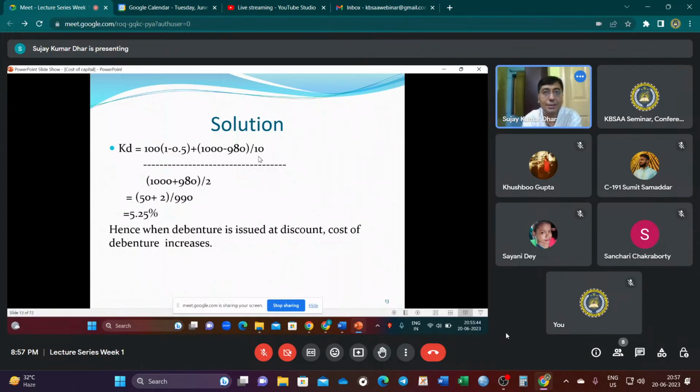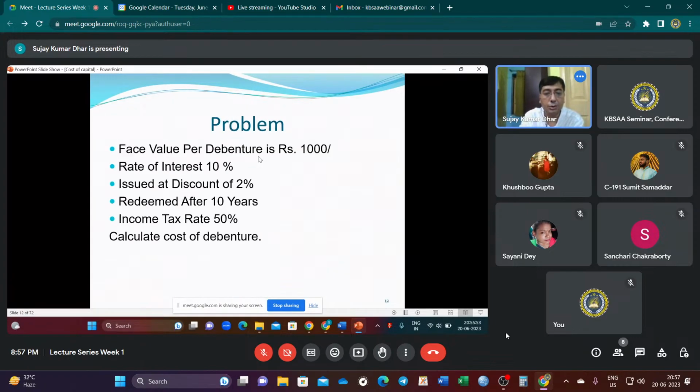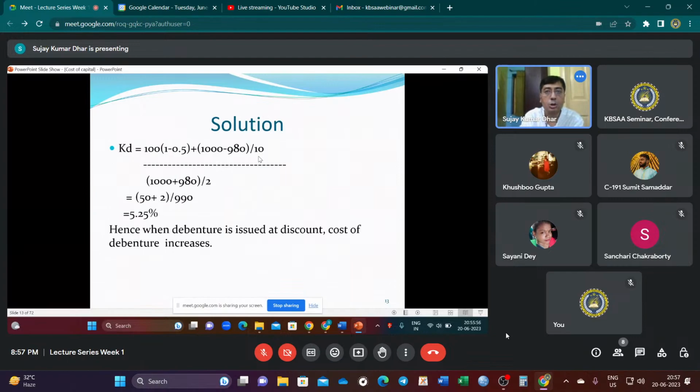So when debenture is issued at a discount, cost of debenture increases, because when debenture was issued at par, the cost of debenture was 5%. Just see. But when issued at a discount, the cost increases. Why? Because the company is issuing at a discount, investors are paying a lower price, so the company's receivable is coming down. The company's payable, the redemption price, remains the same, so obviously the company's cost will increase.